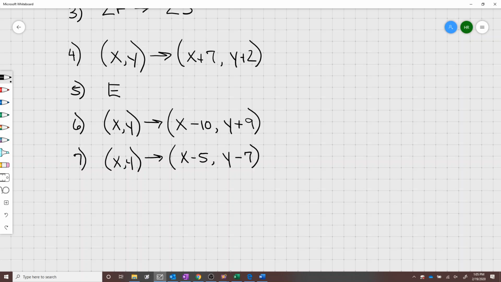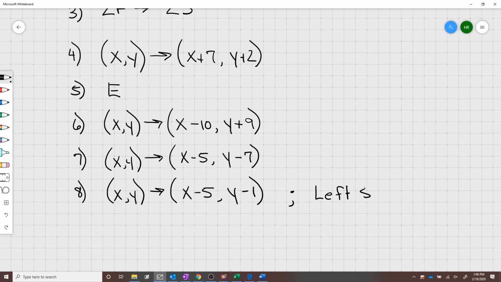Then number 8 gives you the kind of converse of that. They give you the rule that for every x, y, we're going to take x minus 5 and y minus 1, and they ask you to describe in words the translation. This translation in words is left 5, down 1.